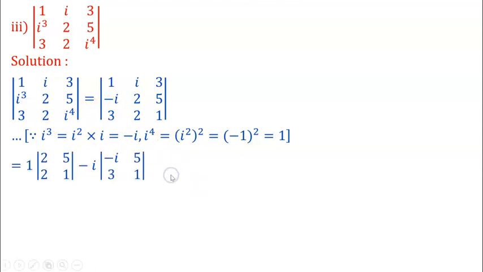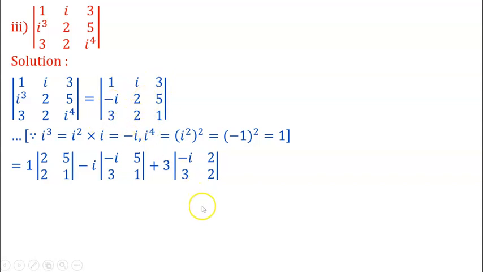Now evaluate this determinant, that is 1 into, eliminate again the elements in the first row, first column, you will get here the determinant 2 5, 2 1. Next again eliminate the element in the second column and the first row, minus i, 5 3, 1. Okay, and the last is eliminate the element in the first row and third column, minus i, 2 3, 2.